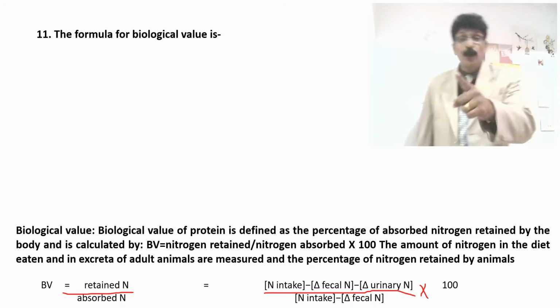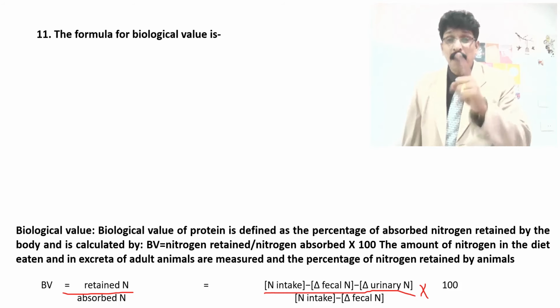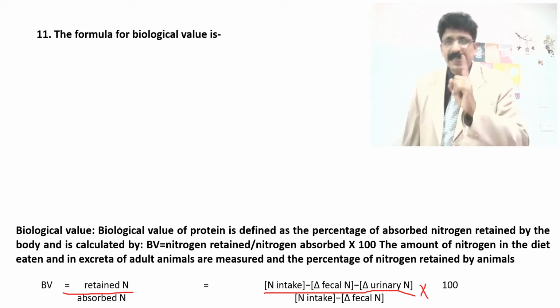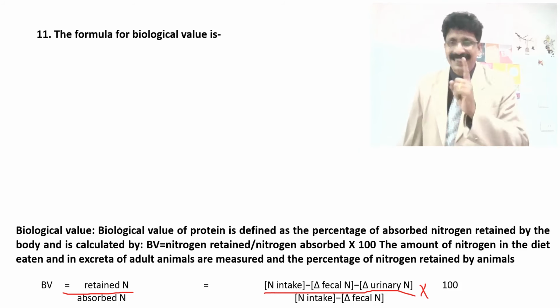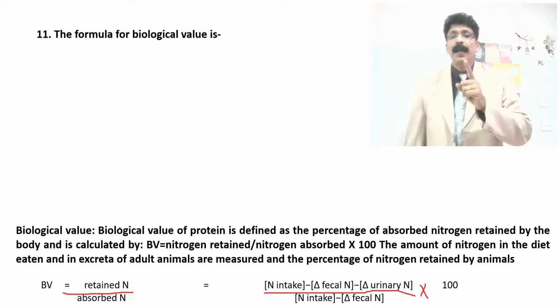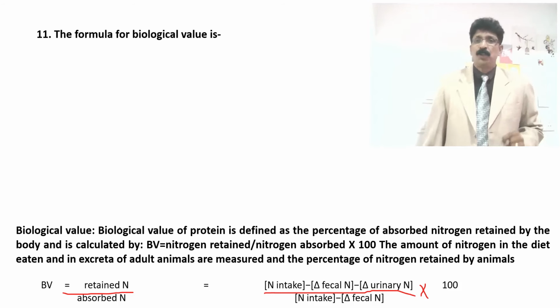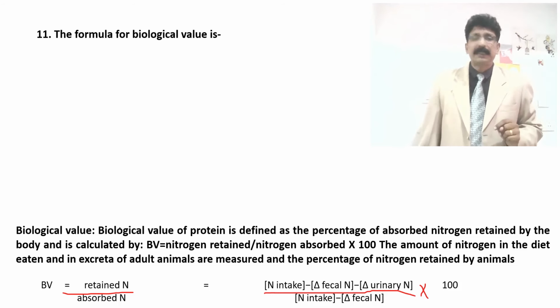Because for urine, anything to be excreted should come by glomerular filtration through the kidney. So it has to undergo absorption, after distribution in the blood, entering into the kidney, then only it can be released or excreted in the urine. So it is included in the absorbed nitrogen. So for absorbed nitrogen, you cannot subtract the nitrogen present in the urine.